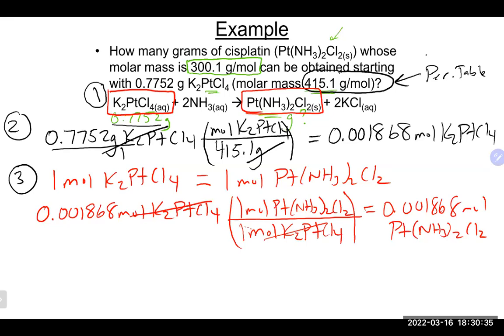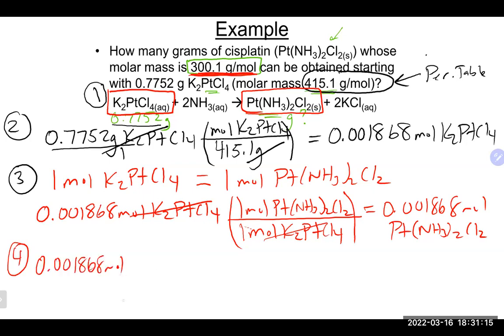We are again at step number 3, and at this point, if you did it correctly, you should always be in moles. That is why step number 4 is sometimes needed, and it is needed in this case, since we are looking for grams. So we want to convert the moles of what we just got into grams. Again, they were nice enough to give you the molar mass of that guy. If they didn't, you would go to the periodic table: 1 platinum, 2 nitrogens, 6 hydrogens, and 2 chlorines in that case.